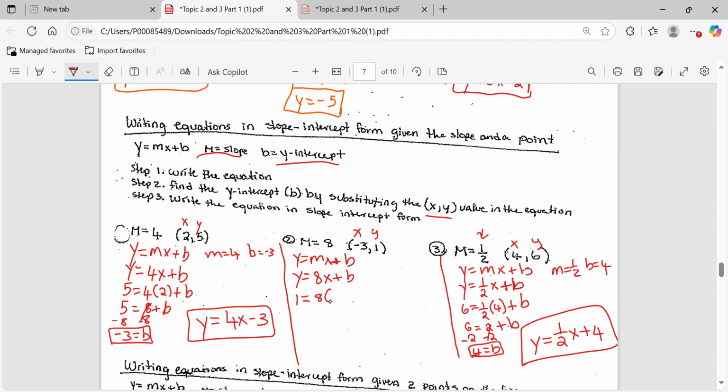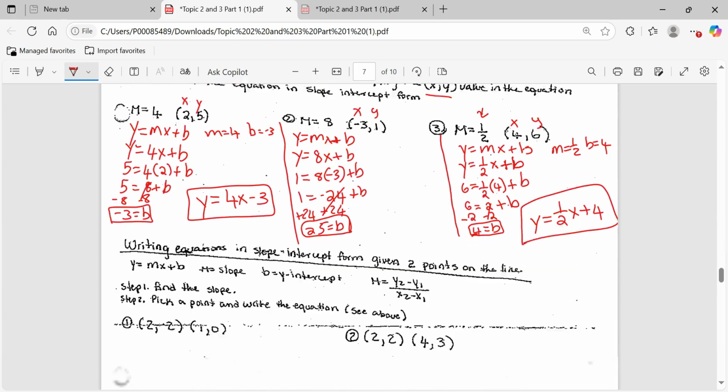And it's 8 times my x, which is negative 3. And I'm still looking for my y-intercept. 1 is equal to negative 24 plus b. Then to get b all by itself, I'm going to add 24 to both sides. So that 25 is my y-intercept. All right, so given a point and a slope, that's how I would write it in slope-intercept form.